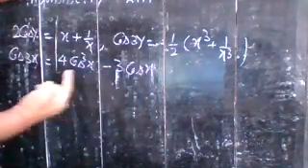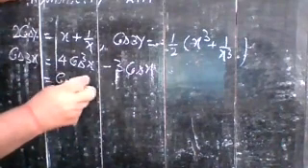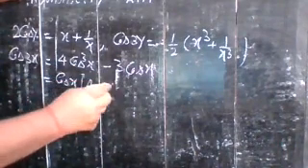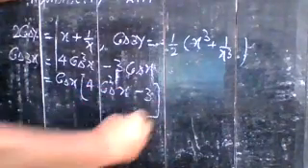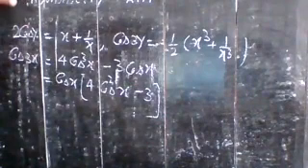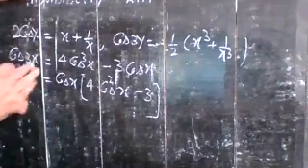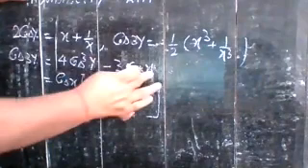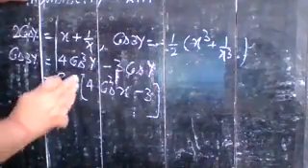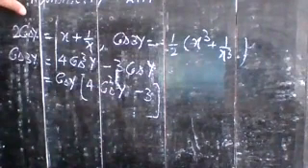Now you can take cos x common. So if you are taking cos x common, you have 4 cos square x minus 3. Now putting the value of cos, oh sorry, y is there, no? So write here y, not x. Now putting the value of cos y.